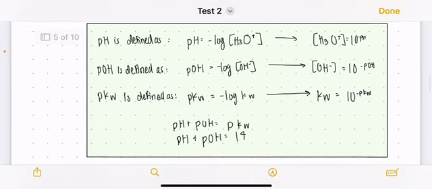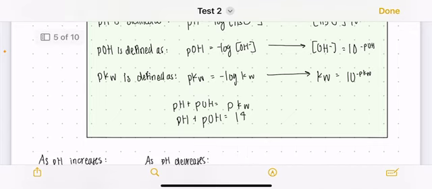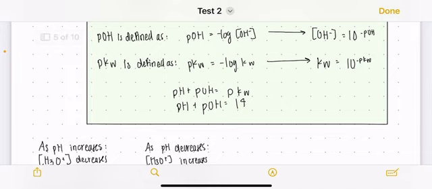pH is defined as the minus log of the hydronium ion concentration. And the reverse of that is the concentration of hydronium ion is equal to 10 to the power of minus pH. pOH is defined as minus log of the hydroxide ion concentration, and the hydroxide concentration is equal to 10 to the power of minus pOH. pKw is defined as minus log of Kw, and Kw is equal to 10 to the power of minus pKw.